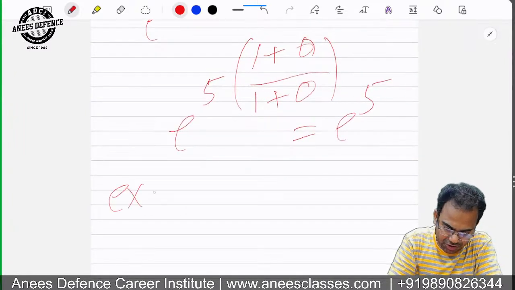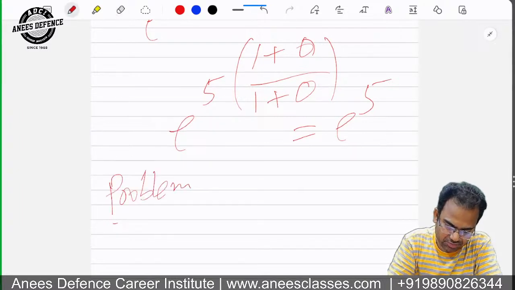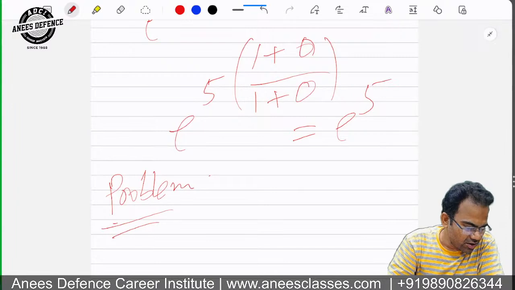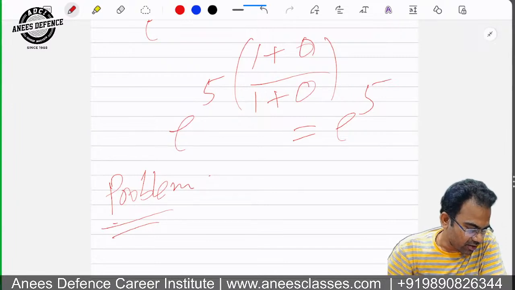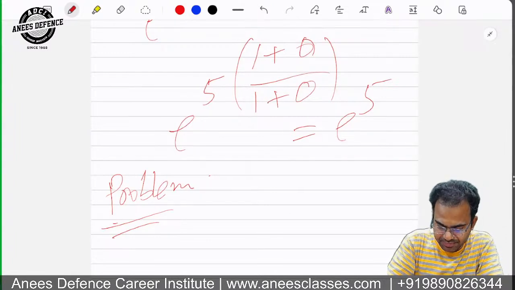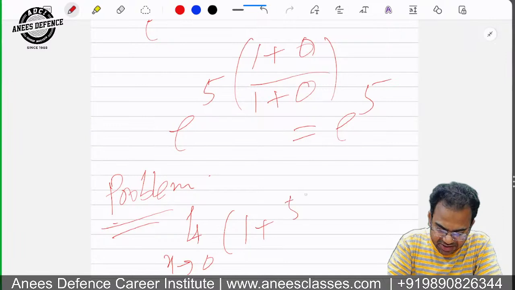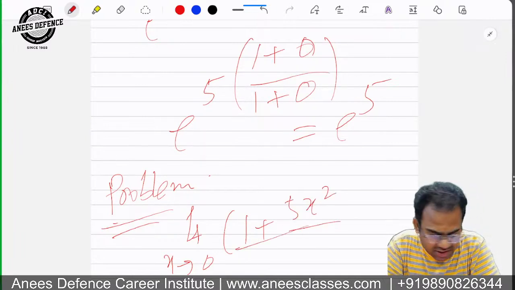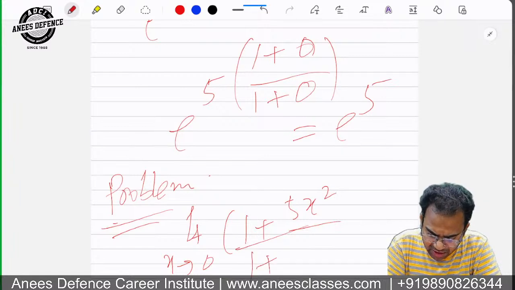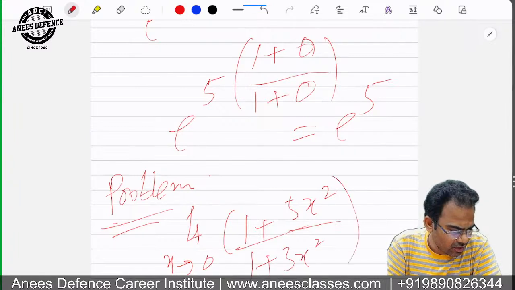Now, this is the last question. This will be the last question. Do this within minutes. Limit x tends to 0 of (1 plus 5x square) divided by (1 plus 3x square), whole to the power 1 upon x square.